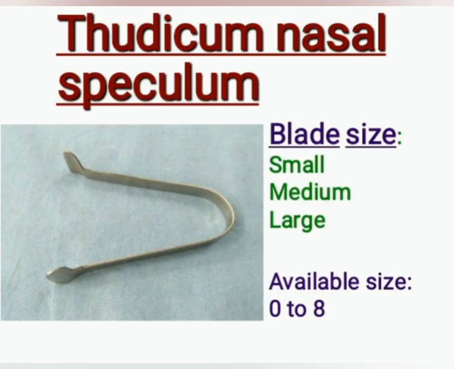Thudicum nasal speculum has two blades. As per the patient's requirement, different types of blade are used, like small, medium and large. Available sizes are 0 to 8.